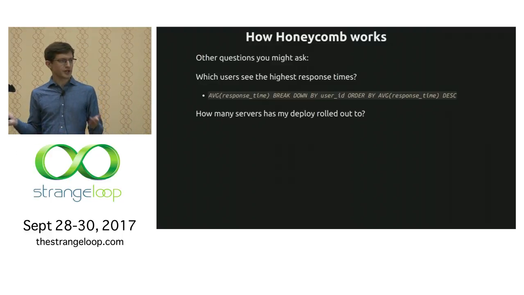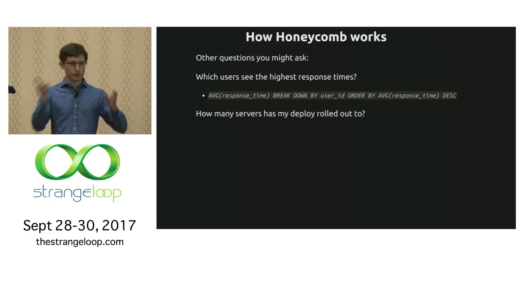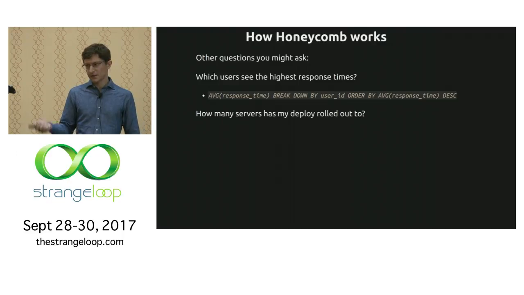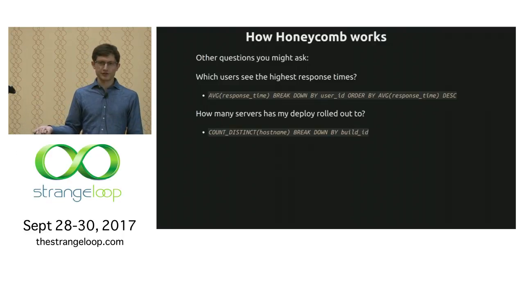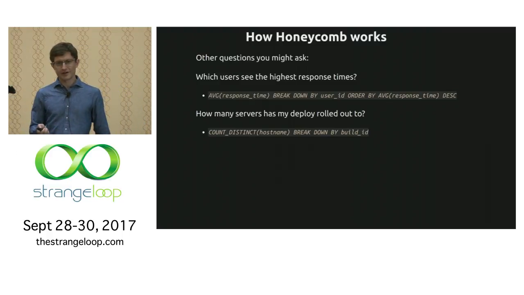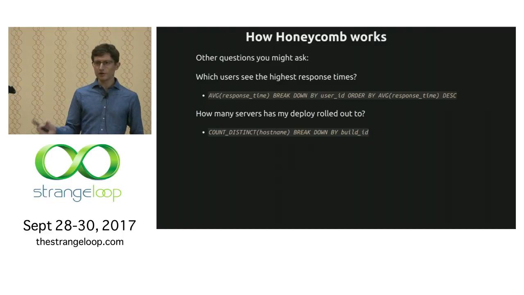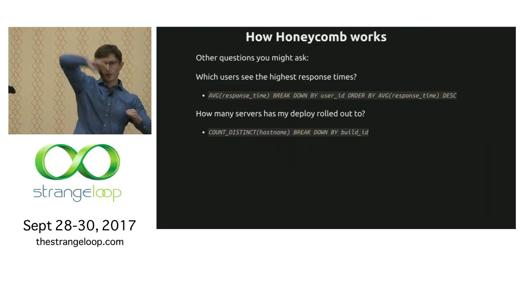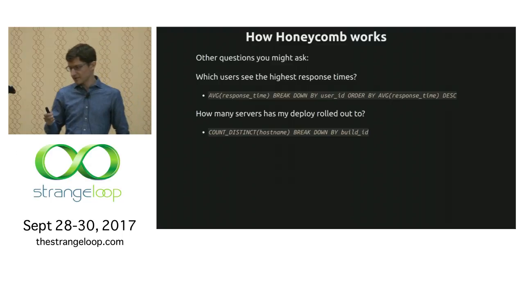What about I'm running a deploy, and my deploys roll out gradually across a fleet of servers, and I want to know how many servers my deploy has got to? Well, I can express that in this kind of system if I'm tagging my events with a build ID. And so then as events are processed, I can say, show me the number of unique host names that have sent me events for each build ID. And you could kind of see the new build trending upwards as the deploy rolls out.